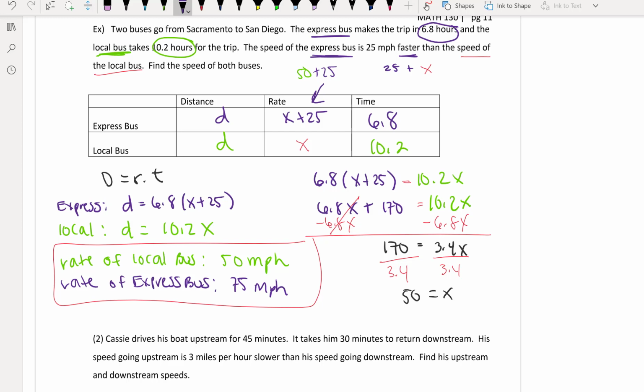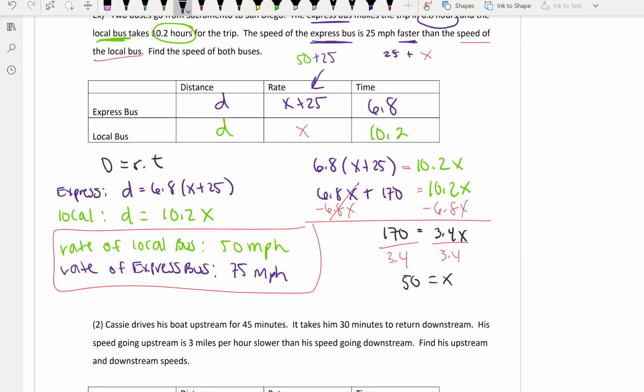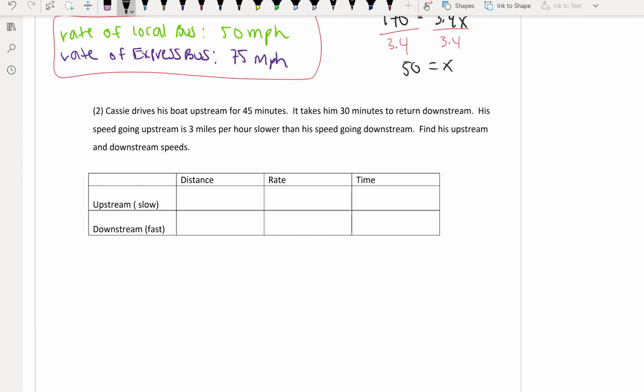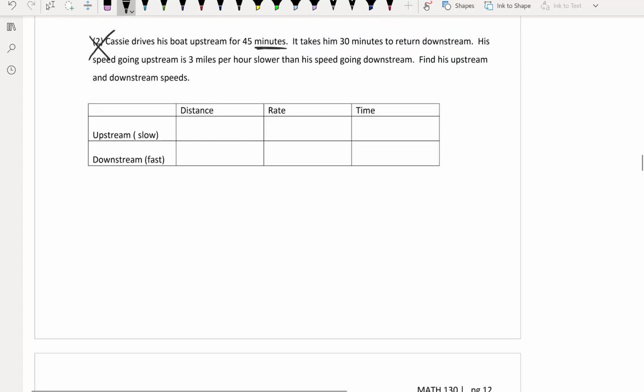That's very fast for a bus, but maybe that's why that's the express bus. For this word problem, again, I don't really like it because it's in minutes and not in hours. And I am going to skip this one. I've contacted the publisher for a mistake here, so that's fine.